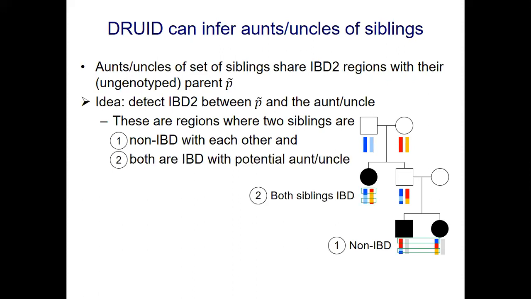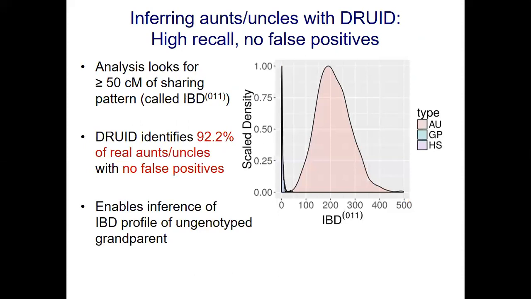And simultaneously, we find places where those non-IBD regions are also both IBD with this potential aunt or uncle. And these are necessarily locations where the ungenotyped parent of these siblings is IBD2 with the aunt or uncle, because there are two distinct chromosome copies in these two children derived from that parent, and those two distinct chromosome copies are IBD with this second degree relative, the aunt or uncle of these full siblings. So we use this idea to try to identify aunts or uncles.